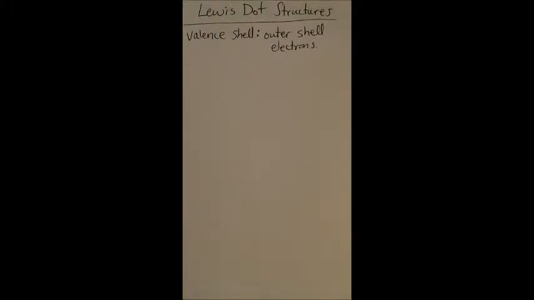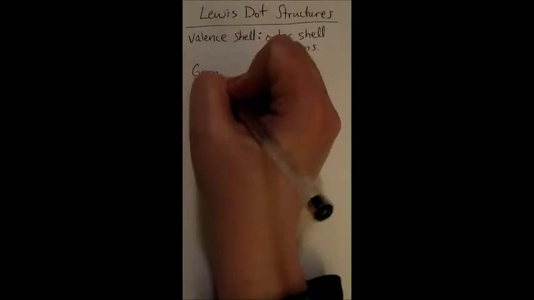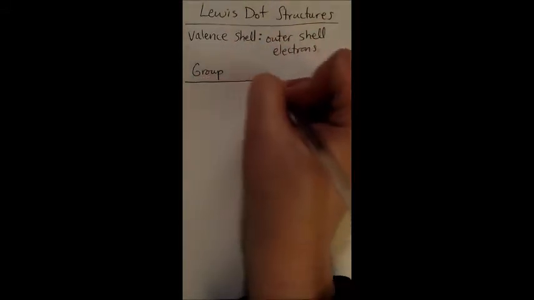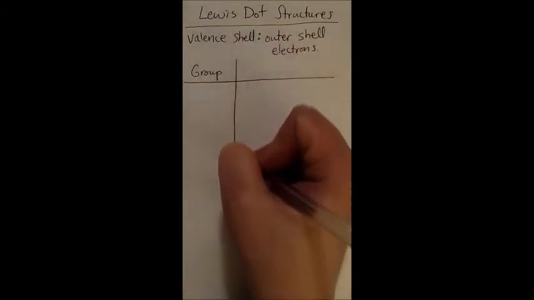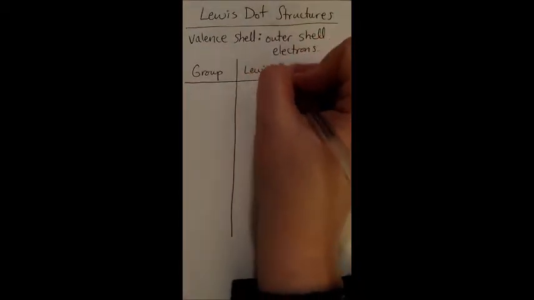So now we're going to talk about Lewis dot structures. Lewis dot structures are based on the valence shell, or the outer shell electrons of an atom. So let's take a look at some examples. Starting with the group, we can then take a look at what the Lewis structure is.